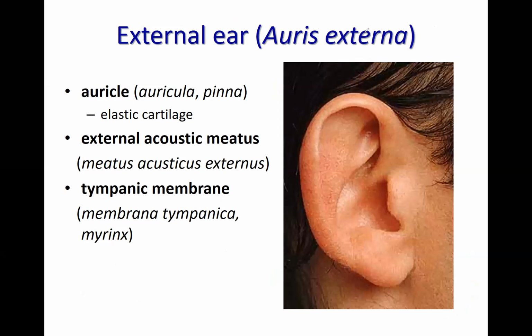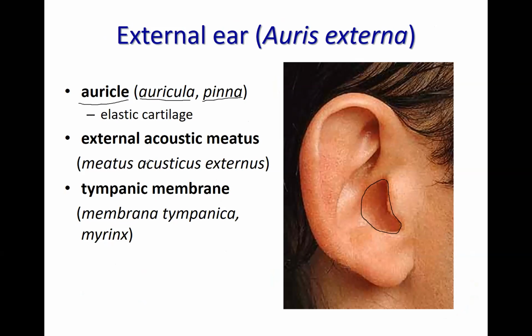So let's start with the external ear. And the external ear consists of three structures. One is well visible and it's called auricle. The term auricle, auricula, is a diminutive of oris. Sometimes in English literature, the term pinna is used as well. Then this opening is external acoustic pore, and that's the beginning of the external acoustic meatus.